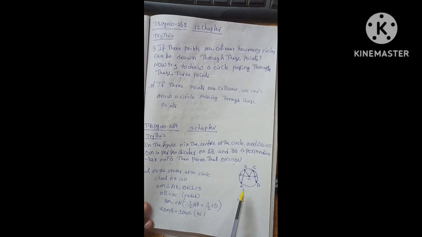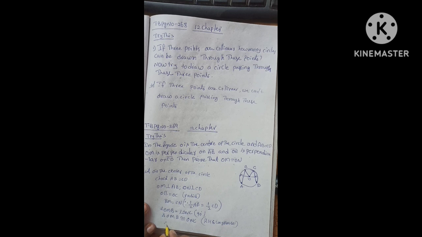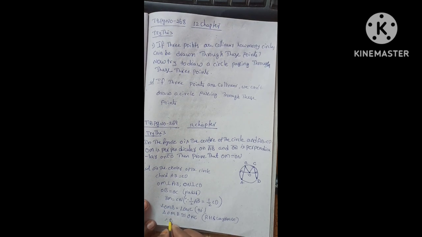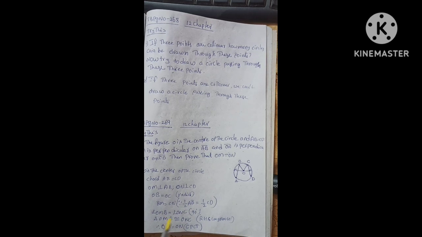OMB, ONC. So triangle OMB is congruent to triangle ONC. This is RHS congruence. Therefore OM is equal to ON by CPCT. Understand? Very easy questions, theory questions. These are figure-dependent questions. Okay.